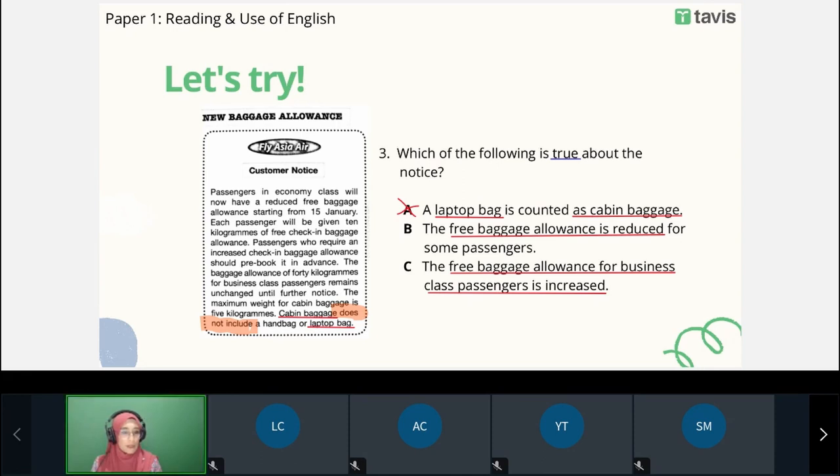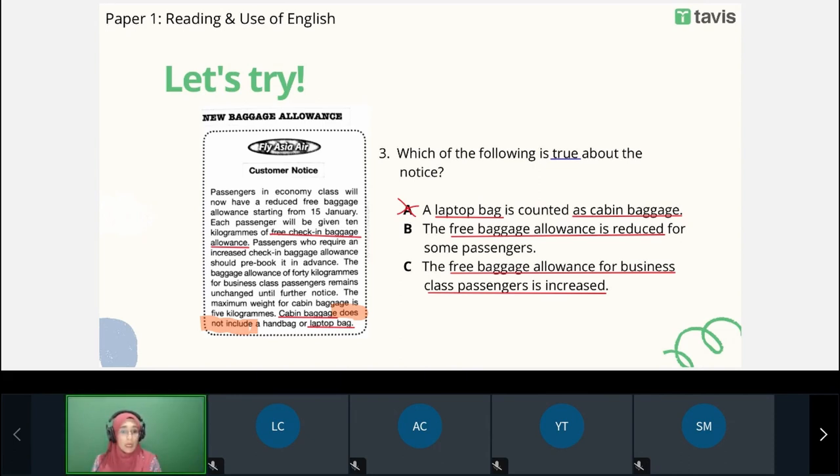Okay, so it is here, right? You can see free check-in baggage allowance. Is it reduced? Can you find the word reduce? Not really. So don't waste time. Let's skip and move on to option C.